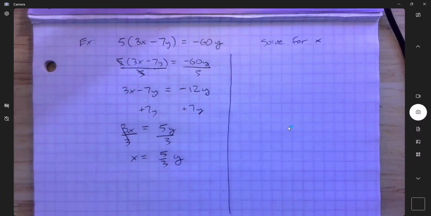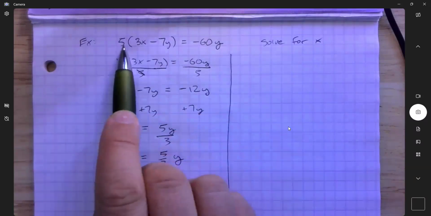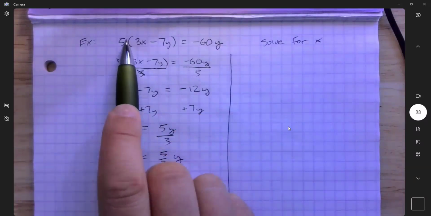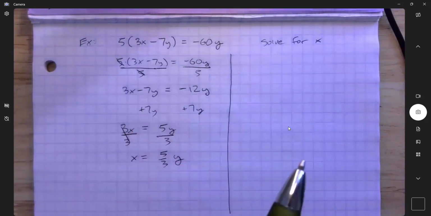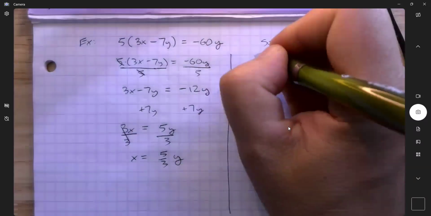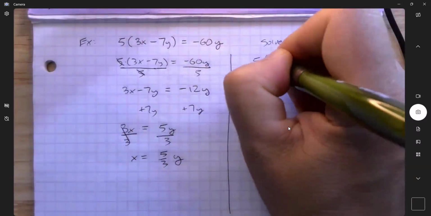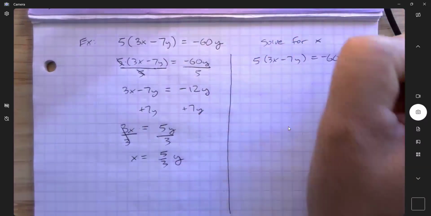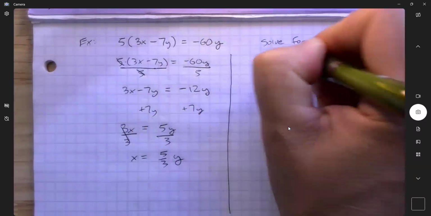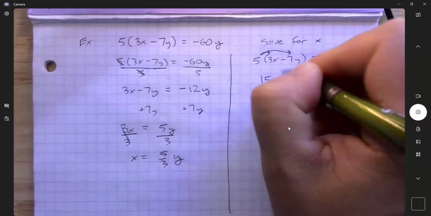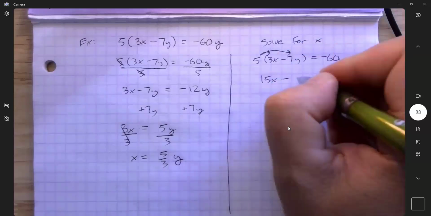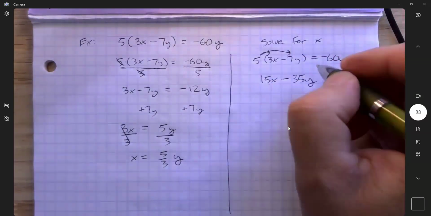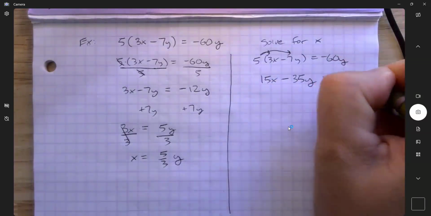That's probably how I would do it. I would first undo this multiplication instead of distributing it through. But just to show you, let's distribute it through. I'll rewrite it again. And this time I'm going to distribute that 5 through, and 5 times 3 is 15, and 5 times 7 is 35. So I get 15x minus 35y equals negative 60y.